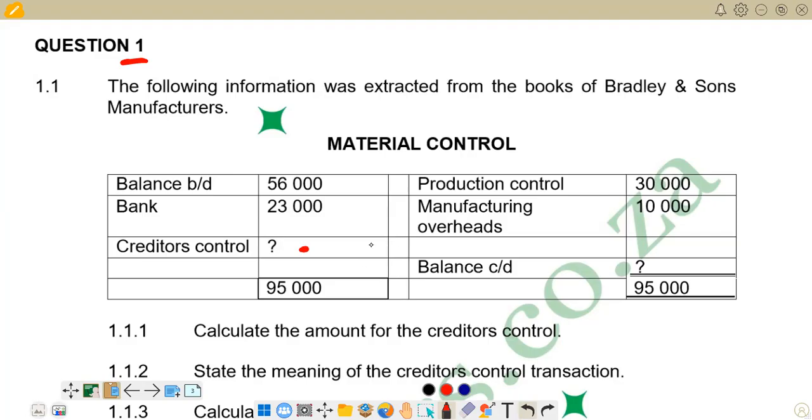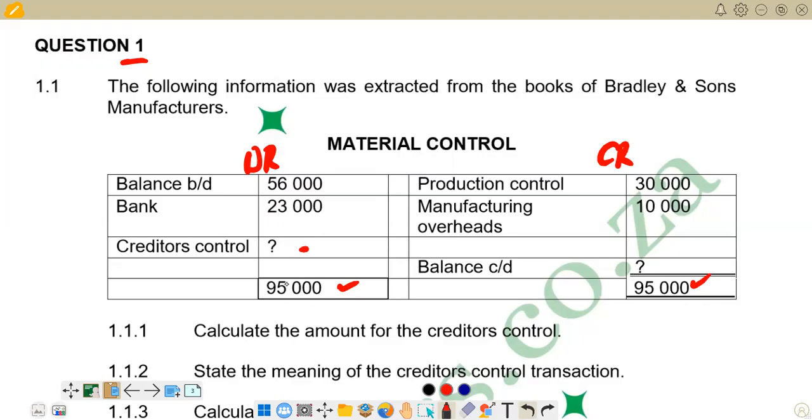Remember, this is a ledger account. This is our debit side, and this is our credit side. What is on the debit side should be equal to what is on the credit side. We have 95,000 on both sides, so if you add everything on the credit side, it should give you this total of 95,000. So we are saying 56,000 plus 23,000 plus the figure for creditors control should give 95,000.